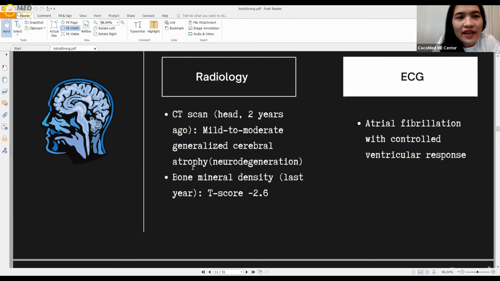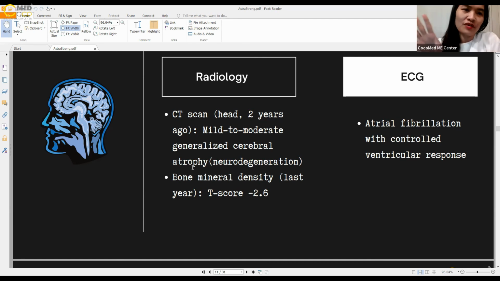Can you ask the question again? Sorry, I didn't catch it. Dr. An just wants to ask about the mild to moderate generalized cerebral atrophy: is this something that happens naturally due to her age, or is it something else? No, it's not normal. It's not normal.